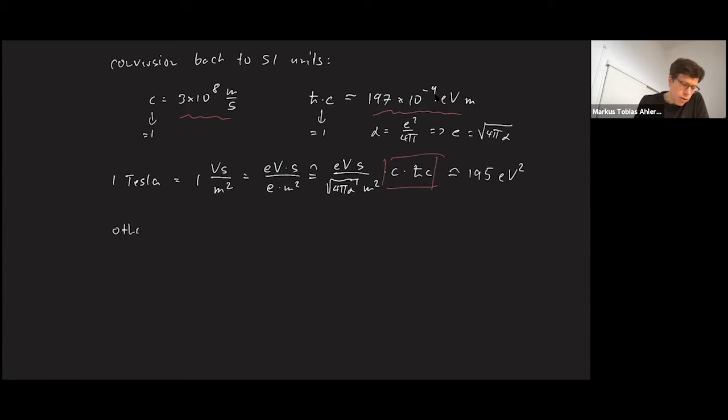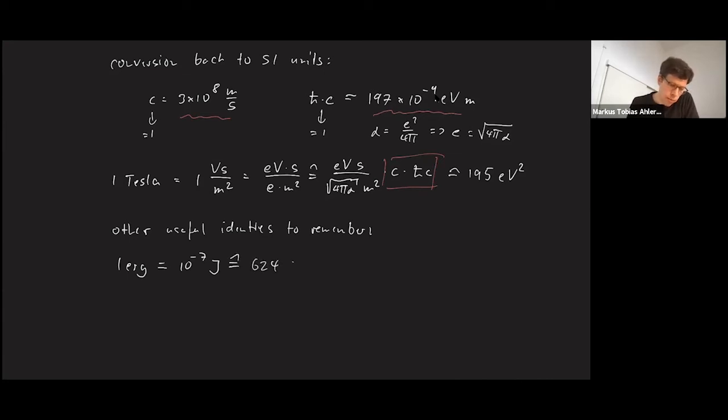There are also some other useful conversion quantities and identities to remember. In astrophysics, we are often talking about energy in terms of ergs. 1 erg is equivalent to 10 to the power minus 7 joule. And if we convert joule also to natural units, this is identical to about 624 giga-electron volt. Then 1 Gauss is defined as 10 to the power minus 4 Tesla. That means this is 1.95 times 10 to the power minus 2 electron volt squared from this identity.